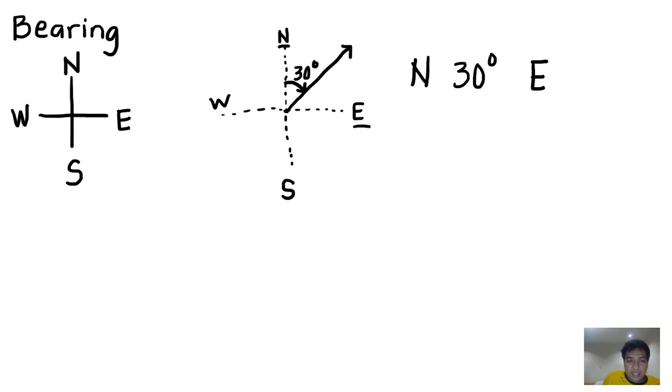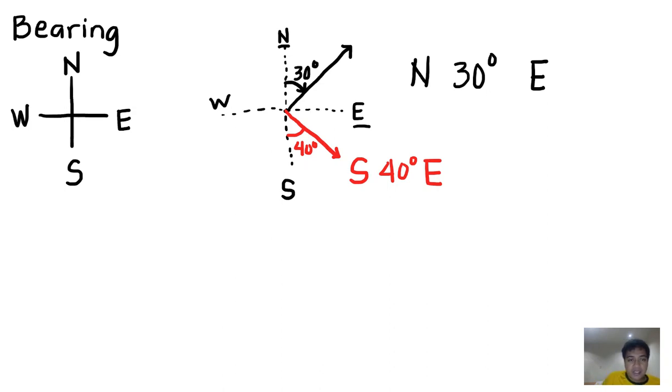Okay? So how about if the line is nandito? Okay? And then it's measured 40 degrees from the south. How do we write the bearing? The bearing is south 40 degrees going to the east. So south 40 degrees east.